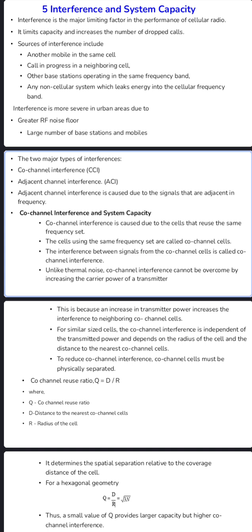How to reduce this co-channel interference? Any idea? Just increase the distance between cells using the same frequency, and also increase the frequency reuse factor, use directional antennas and also apply sectoring techniques.